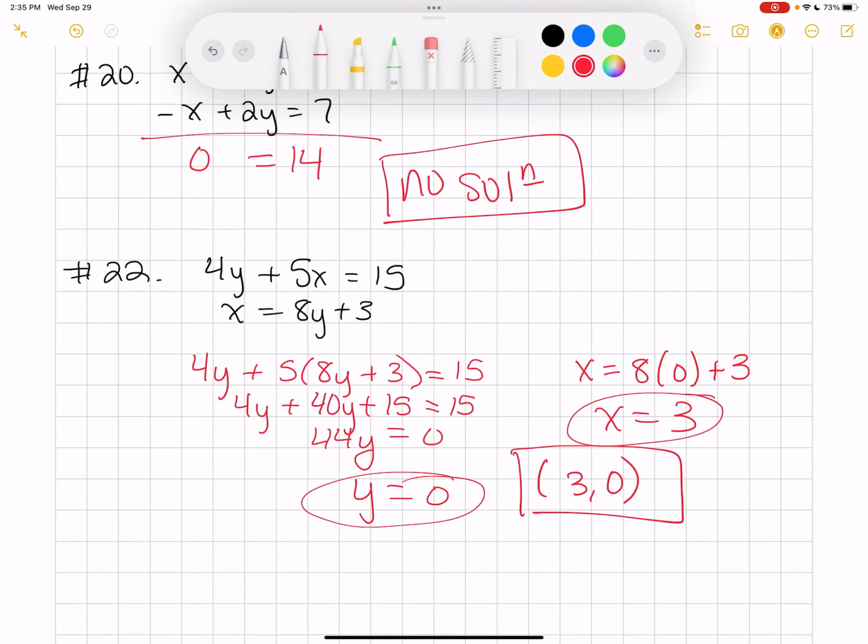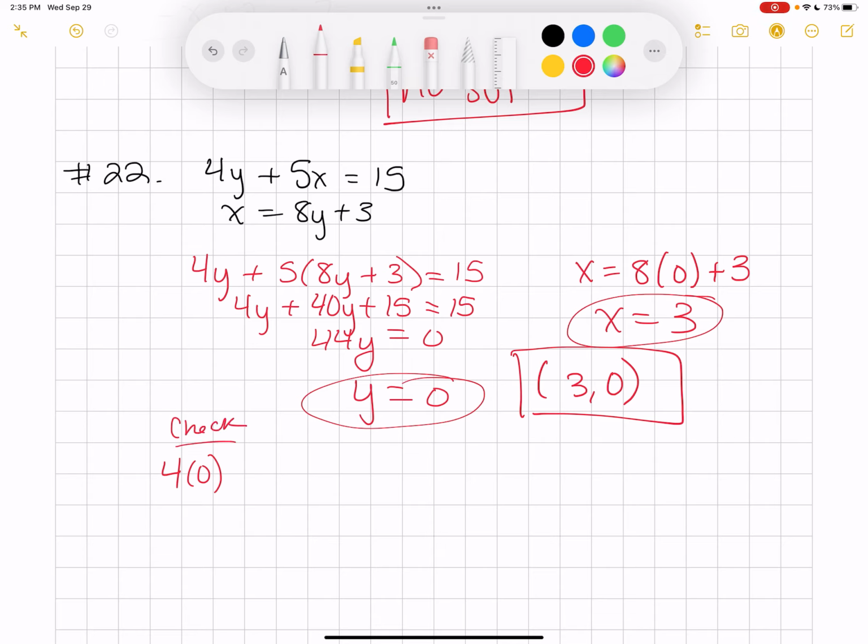So just a refresher, we haven't done a check in a while. I'm going to take this and plug it in up here. So 4 times 0 plus 5 times 3 is equal to 15. 15 is equal to 15. And I'll check it in the other one just to be sure. 3 is equal to 8 times 0 plus 3. 3 equals 3. And we're good.